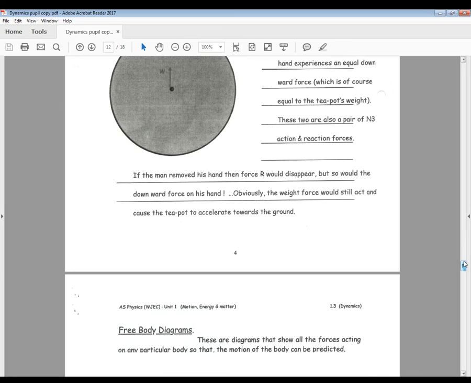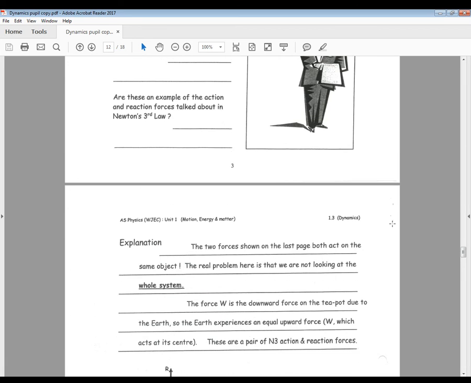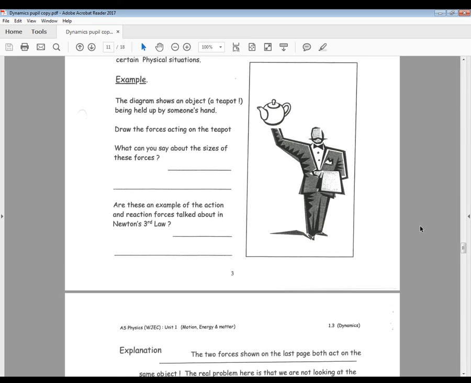Right, and coming back to that teapot question then, the explanation now is on this page. So you can read through that at your leisure. I won't have to go through it for you.